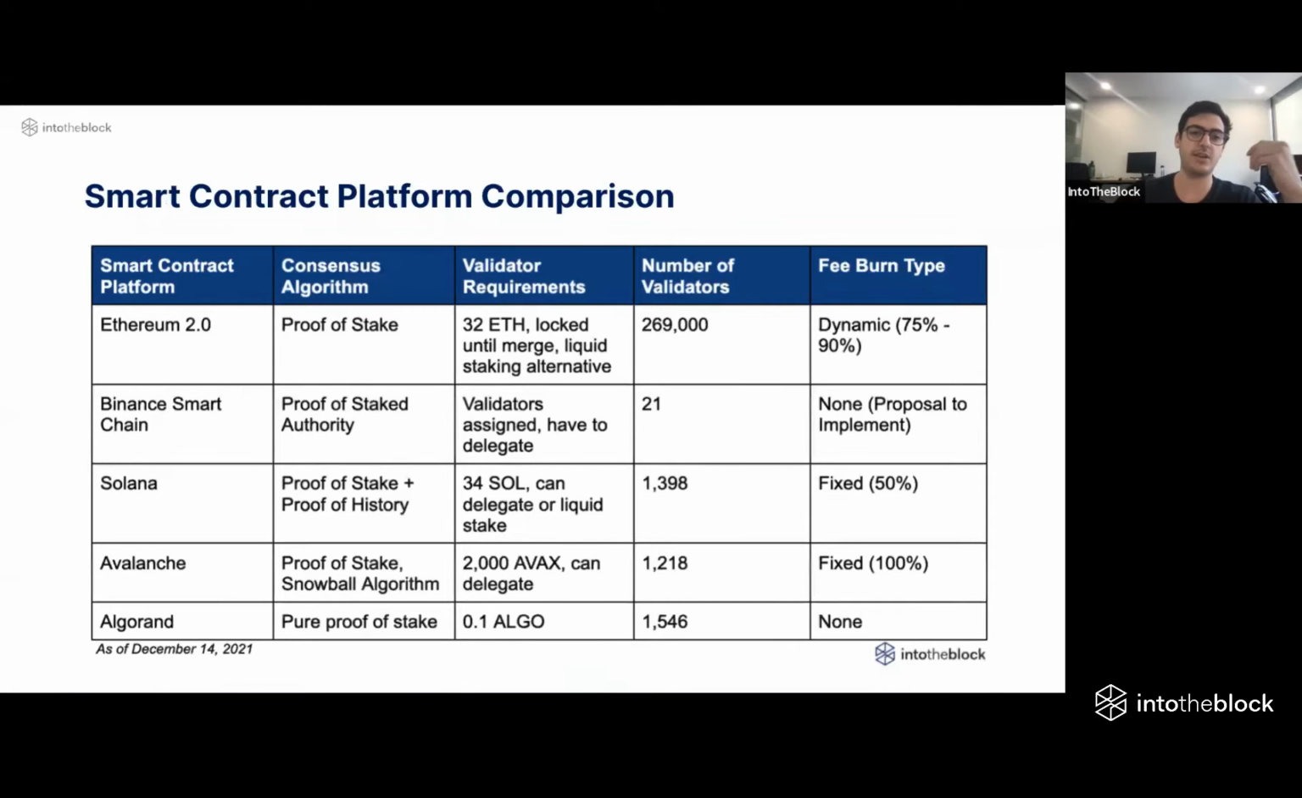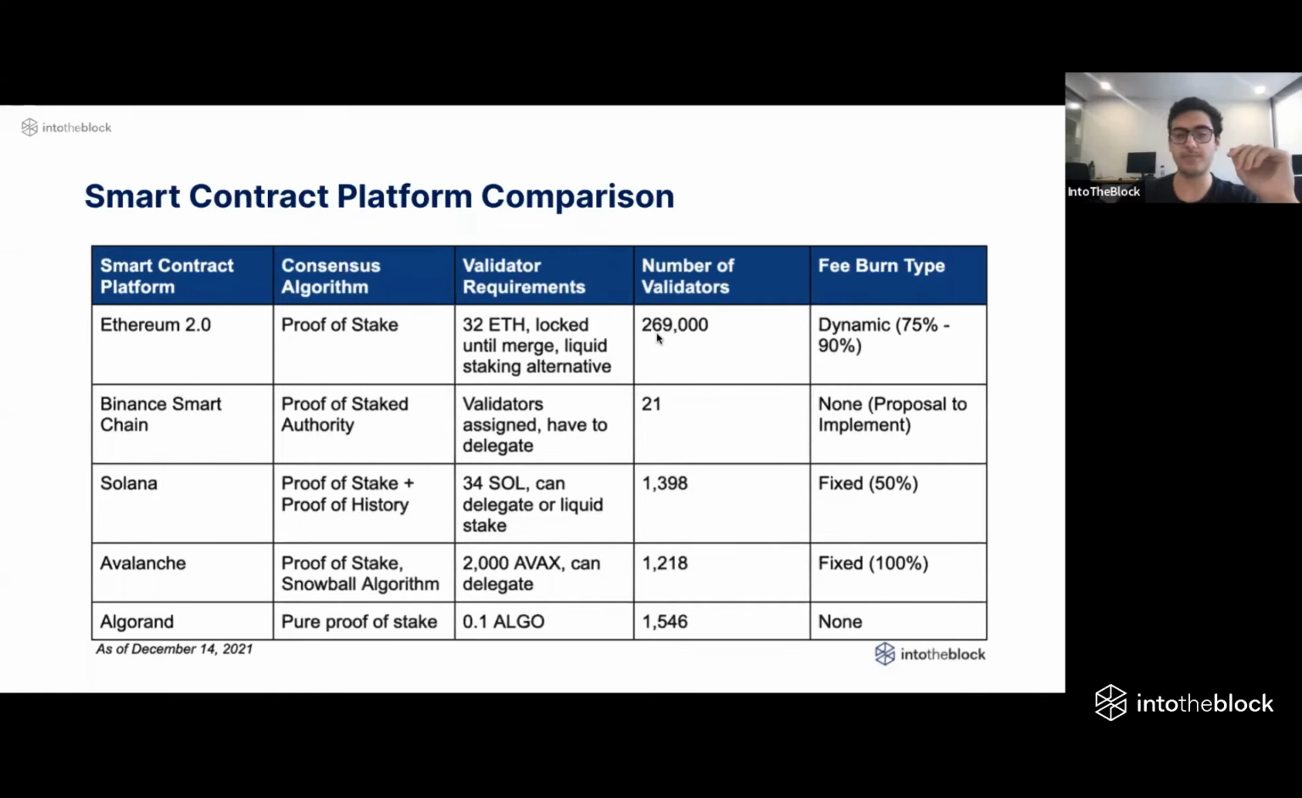So I developed this short framework with some of the main elements that I've been discussing to compare across some of the largest smart contract platforms that use proof of stake variants. So ETH2, which we're transitioning towards in Q2 of next year, is regular proof of stake. There are some validator requirements, notably 32 ETH, which are also locked until the merge takes place. But there are liquid staking alternatives, which I'll dive into. This is highly decentralized because anyone can supply to these contracts.